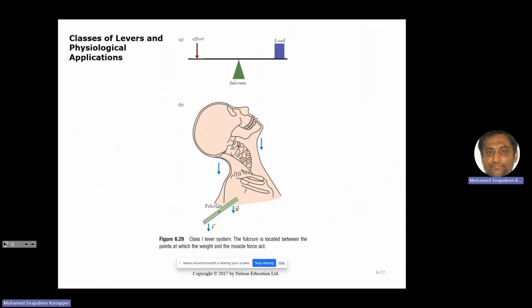Right. Now, some physiological applications. You heard of levers. Let me explain that.